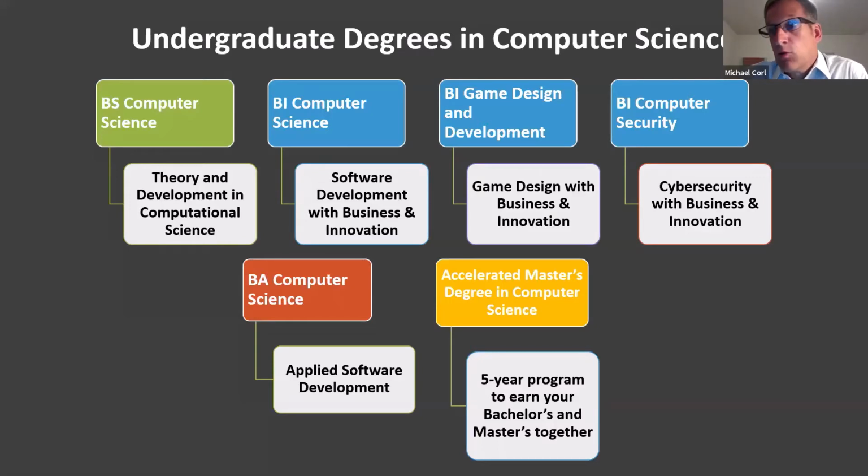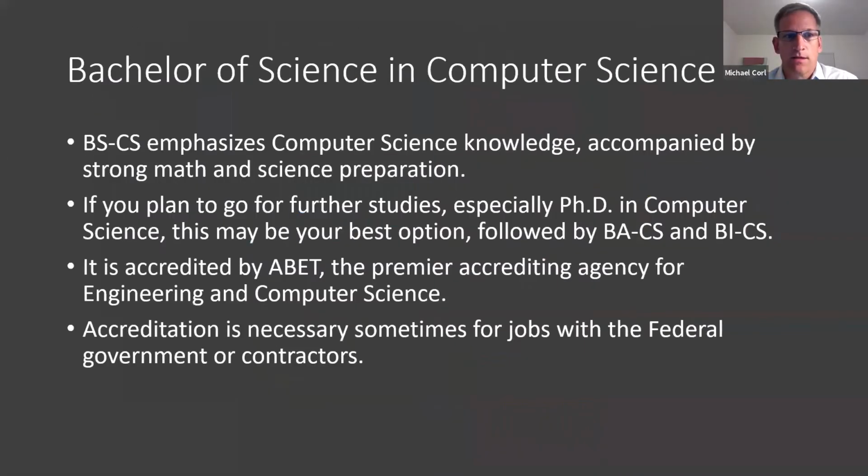What they do is they double count a couple classes, and they make sure that it is able to be done in 5 years. So if you're thinking about going that far, and I know a lot of you probably aren't thinking about a master's degree right now, but that's something to keep in the back of your mind as you move forward. And certainly your advisors and the faculty can talk to you about those as well. So again, I'll talk about each of these in a little more detail as we go on, but I just wanted to give you a snapshot of the different paths that you could take in computer science.